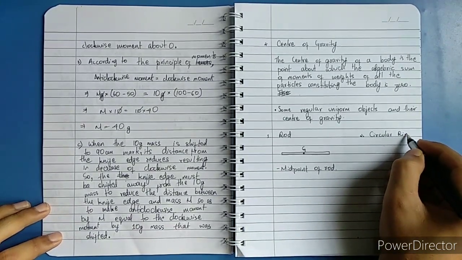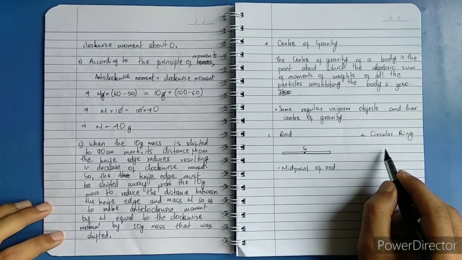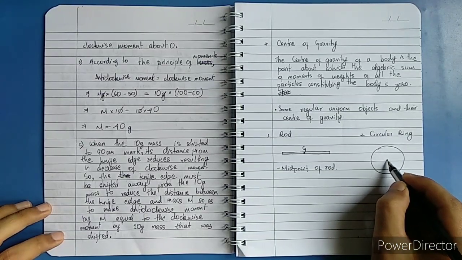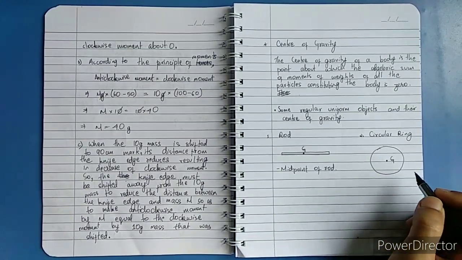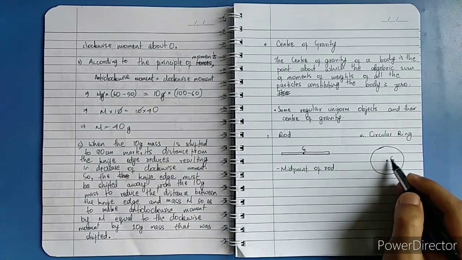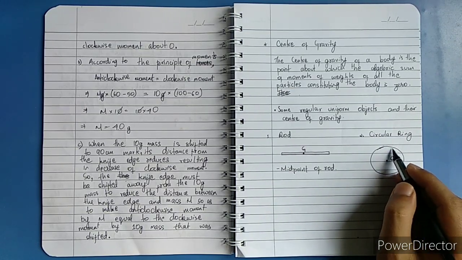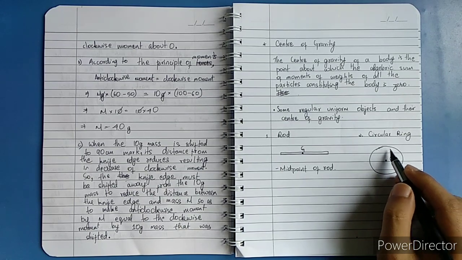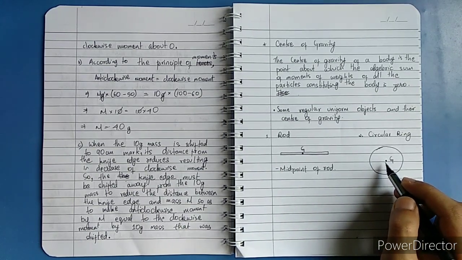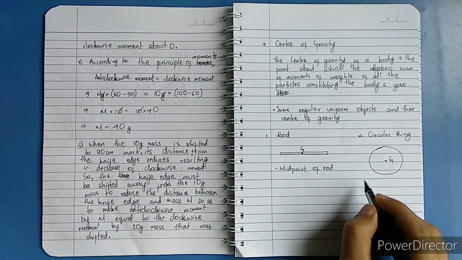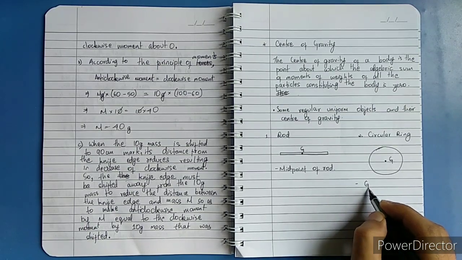Number 2, circular ring. For a circular ring, the center of gravity is at the center of this ring. Here we need to remember that this is a ring, so this space is empty, and this center of gravity does not lie on the object. It lies outside the object. This is an empty space over here. So center of gravity need not be on the object. It can be outside the object as well. Okay, so this is at the geometric center.